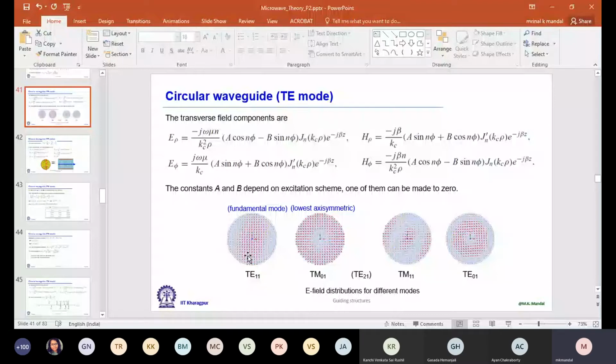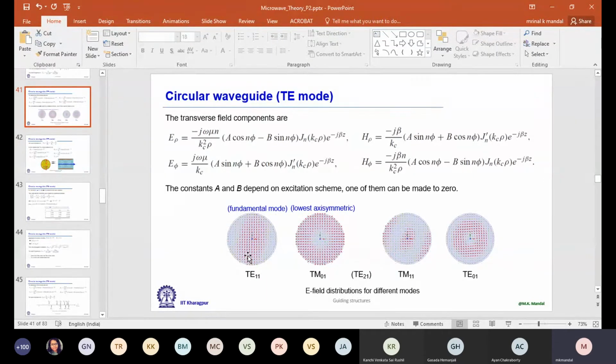Now I also plotted it for TM11 and TE01. So among these four plots, if I ask you to pick up the mode which is providing the lowest attenuation, how can we do that? Lowest attenuation. So if I compare this, you can consider this scenario with the parallel plate case. That's why I discussed in detail the parallel plate case.